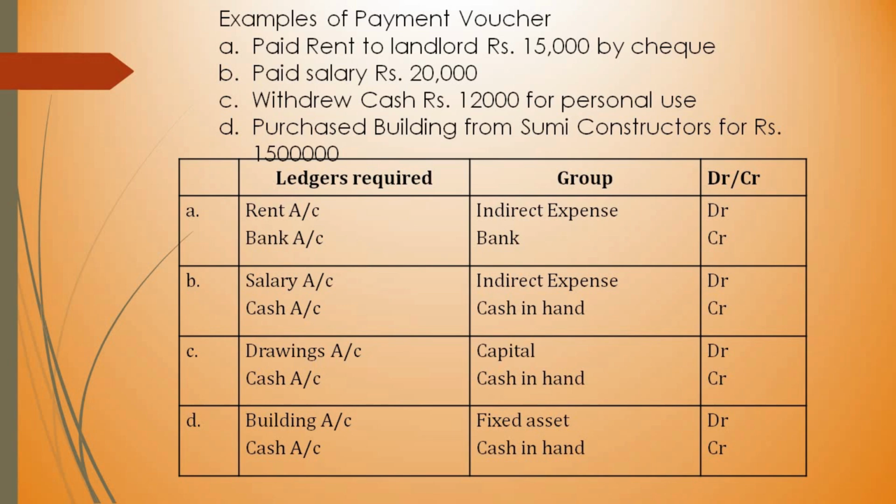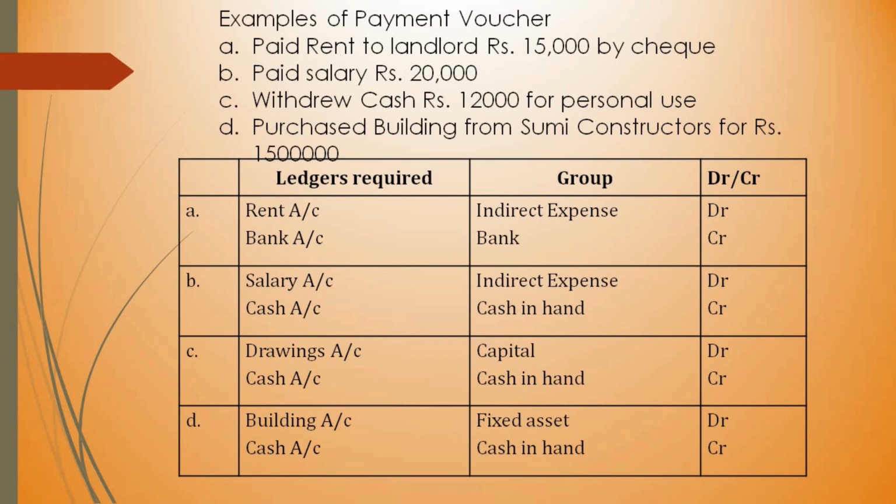And the next one, withdrew cash rupees 12,000 for personal use. What is the money which is being withdrawn by the proprietor for personal use called? Yes, it's drawings. One account is drawings, the other account is cash. As I said, one side you will have only cash or bank, so here it is cash. Drawings comes under capital account. Here the owner is a receiver, so you're putting it on the debit side.